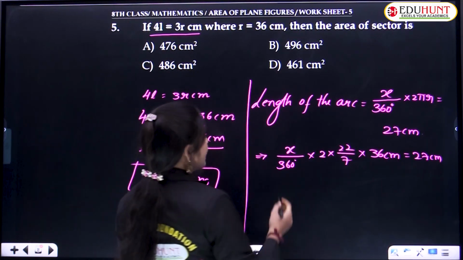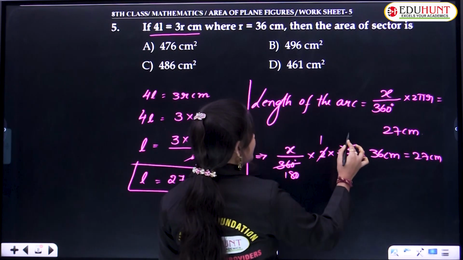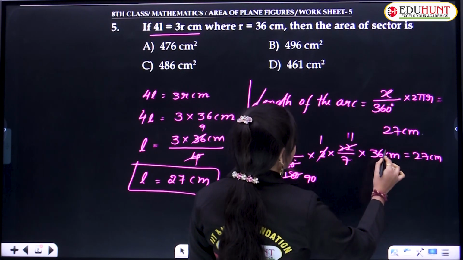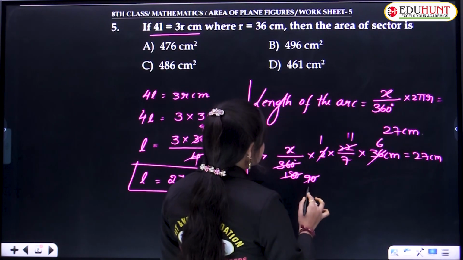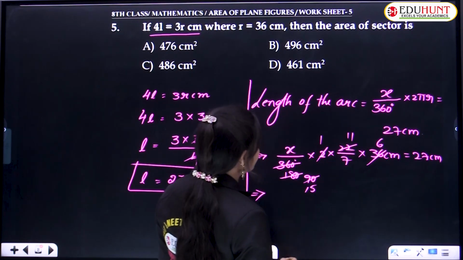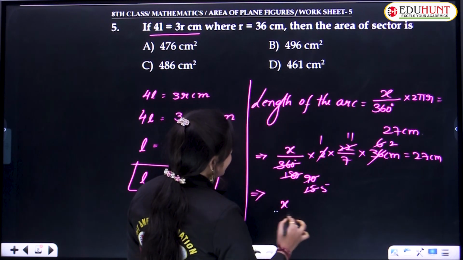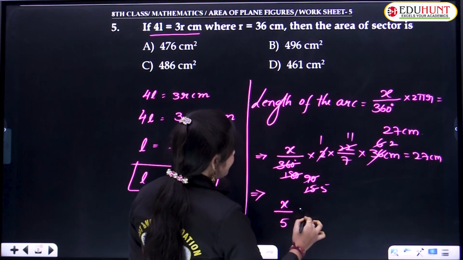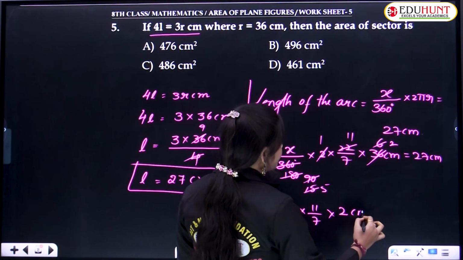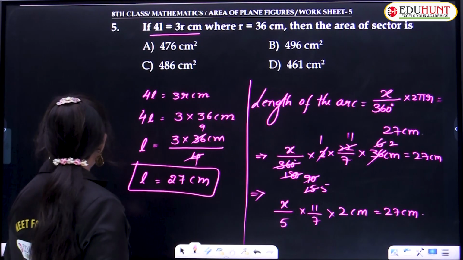Okay? Now here we need to find the x value. 2 ones, 2 one eighties, 2 elevens, 2 nineties. 6 sixes 36, 6 fifteens. Okay, clear? Is there any other cancellation? Yes, still cancellations there. 3 twos, 3 fives. Finally here x by 5 and here 11 by 7 into 2 centimeters is equal to 27 centimeters. From this one we need to find the x value now.